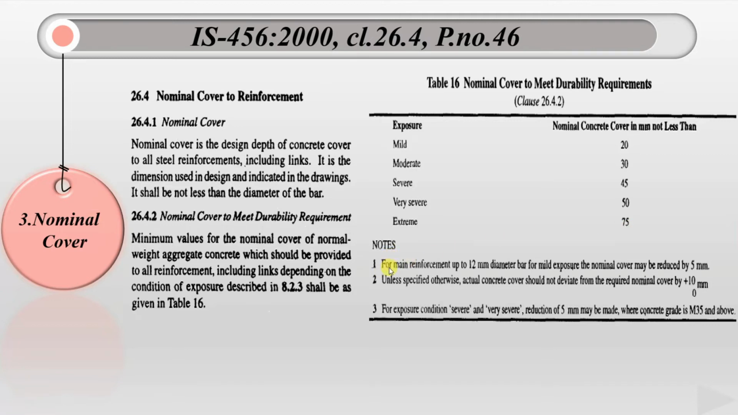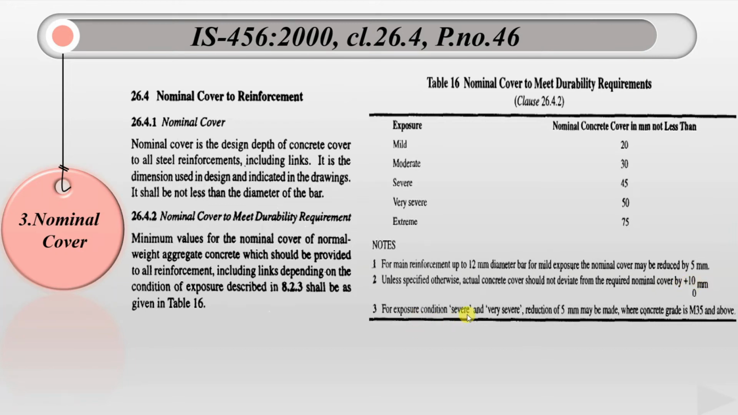Here there is a note. For main reinforcement up to 12 mm diameter bar, for mild exposure, the nominal cover may be reduced by 5 mm. So for mild exposure condition, up to 12 mm diameter bar, we can reduce the cover size by 5 mm. Unless specified otherwise, actual concrete cover should not deviate from the required nominal cover by more than plus 10 mm.